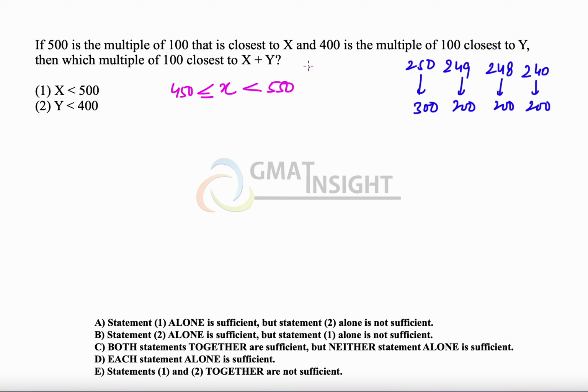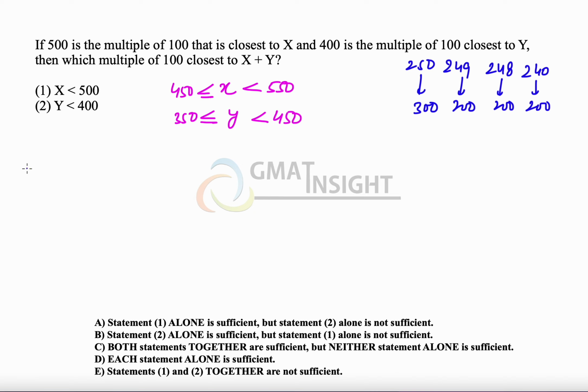Similarly, 400 is the multiple of 100 closest to y. Likewise, y will have a range greater than or equal to 350 and less than 450, because anything less than 450 will be closest to 400 when approximated to the nearest multiple of 100. The question is, which multiple of 100 is closest to x plus y?